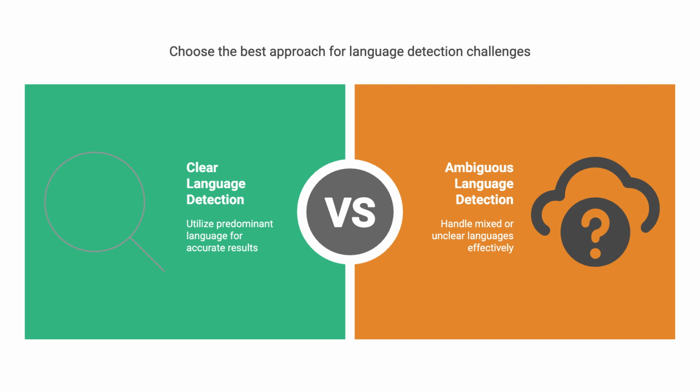But for processing social media feeds, chatbot interactions, or international customer reviews where language mixing is common, leveraging capabilities designed for ambiguous situations becomes crucial. Selecting the appropriate method ensures that downstream tasks like translation, sentiment analysis, or even the named entity recognition we discussed previously operate on accurately identified language data, leading to more reliable and meaningful insights.